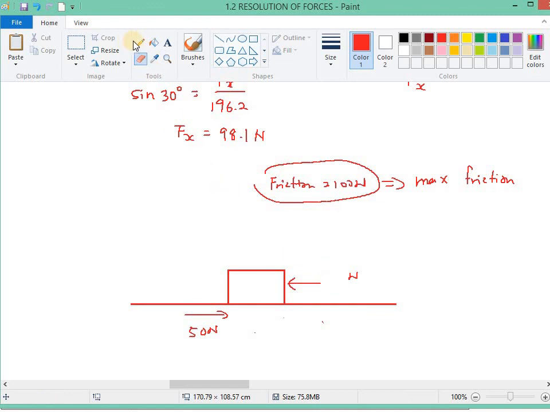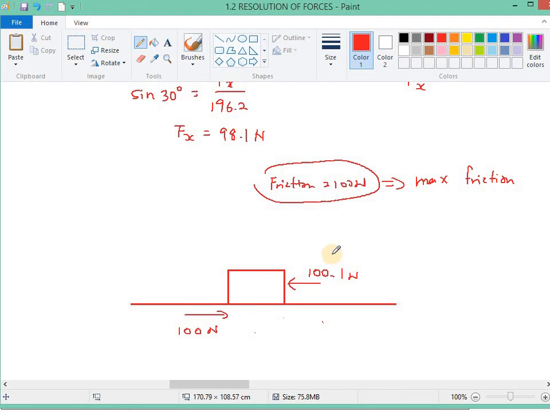If you increase the force until 99 Newton, then the friction also will increase until 99 Newton. So the object will not be able to move. So all you need to do is, if you increase the force until 100.1, then what happens to this friction? The friction will only be able to increase until 100 Newton. So that means what happened to this object?